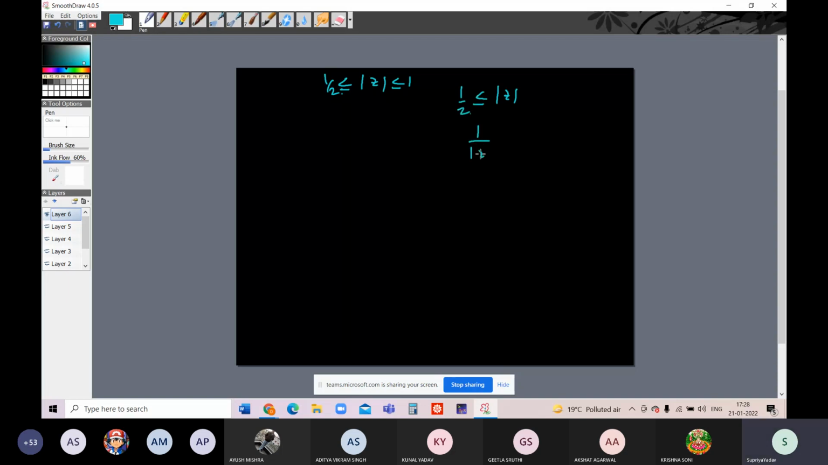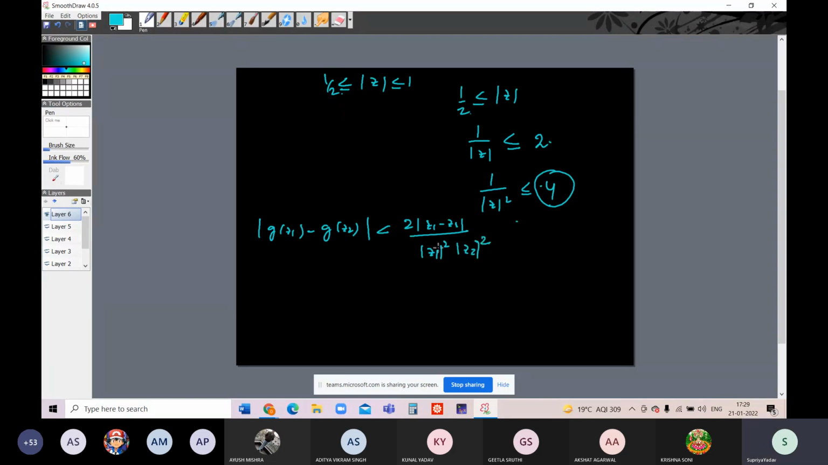So 1 upon mod z, this quantity must be less than 2, and 1 upon z square must be less than 4. इसका हम यहाँ पे यूज कर लें तो हमारा क्या आ रहा था, g(z1) minus g(z2) less than 2 times mod z1 minus z2 upon z1 square and z2 square. So this can be written as 2 mod z1 minus z2 into 1 upon z1 square and 1 upon z2 square.